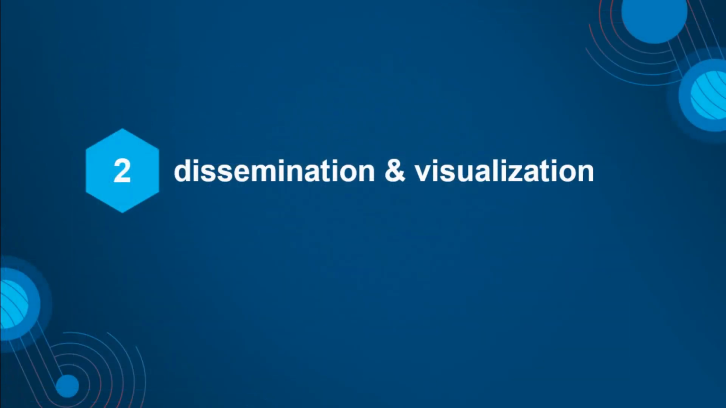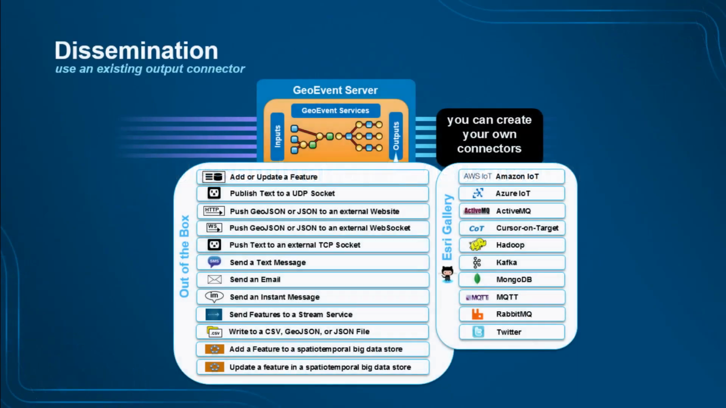All right, so next we're going to move on to tips and tricks for dissemination of your real-time data, in particular because this affects your options for visualization. So similarly to input connectors, you use output connectors to disseminate your real-time data in various ways. The out-of-the-box output connectors in some ways mirror the input options.